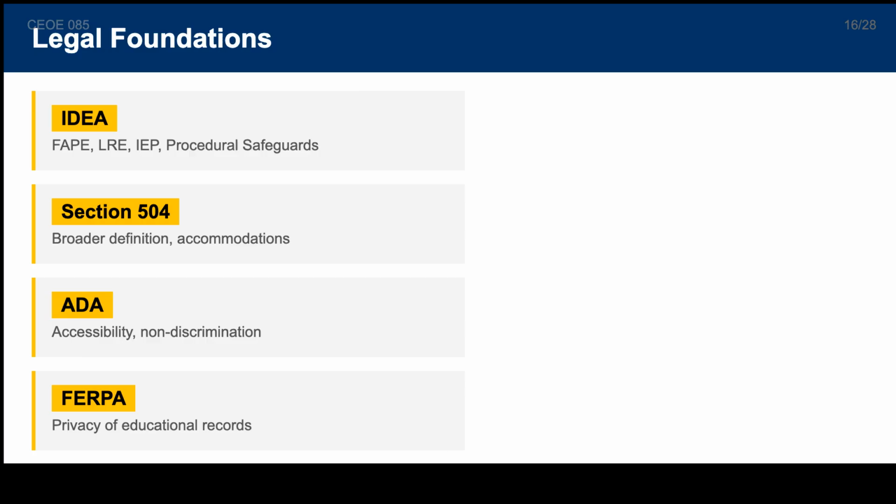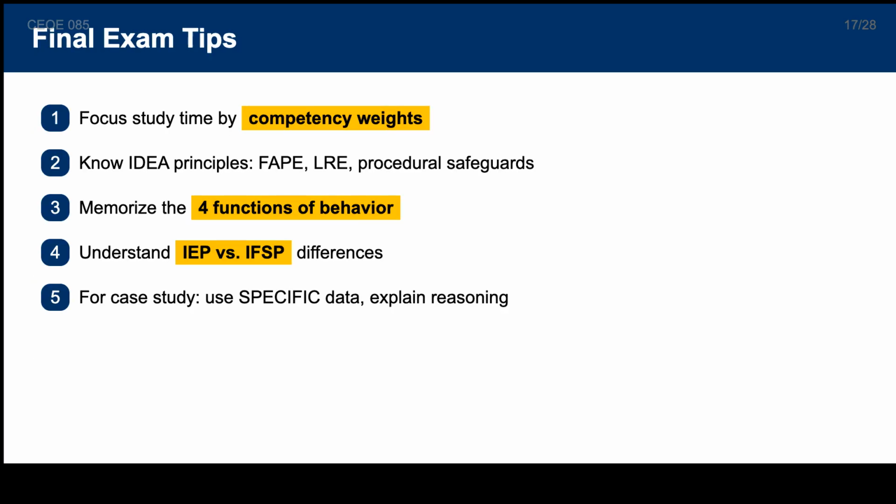Final tips for exam day. Allocate your study time based on competency weights. 30% for instruction, 21% for assessment. Know IDEA inside and out. FAPE, LRE, and procedural safeguards. Memorize the 4 functions of behavior. Be clear on IEP versus IFSP differences. For the constructed response, use specific data from the case study and always explain your reasoning. Show your thinking. You now have a solid foundation for the CEOE 085.